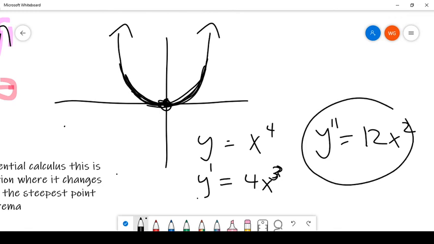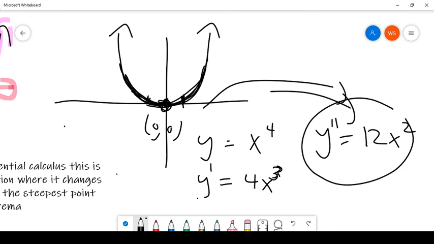If I was to take a sample point to the left of the point (0, 0) and plug it into my second derivative, so for example, if I was to take x equals -1 and plug it into my second derivative, I would get a result of positive 12. So I would get a positive second derivative indicating upwards concavity. And if I was to take x equals +1 and plug it into my second derivative, what I would find is that I would also get a value of positive 12, also indicating positive concavity.